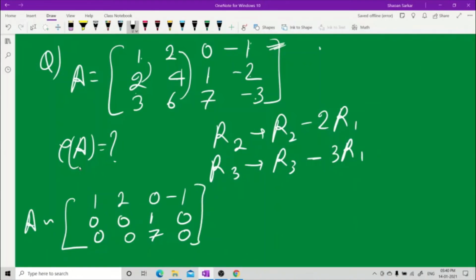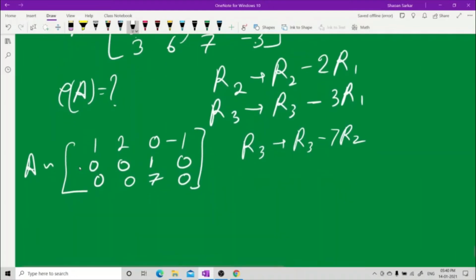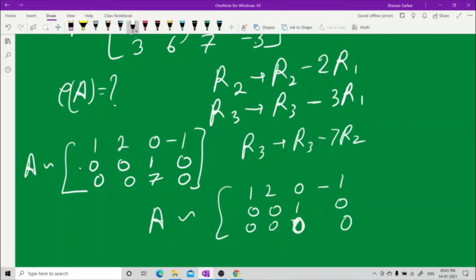Now I take R3 as R3 minus 7R2. So this same A becomes 1, 2, 0, minus 1, then 0, 0, 1, 0, then 0, 0, 0, 0. Now I have got two non-zero rows, so the rank of A is 2. Therefore, the rank of this is 2.